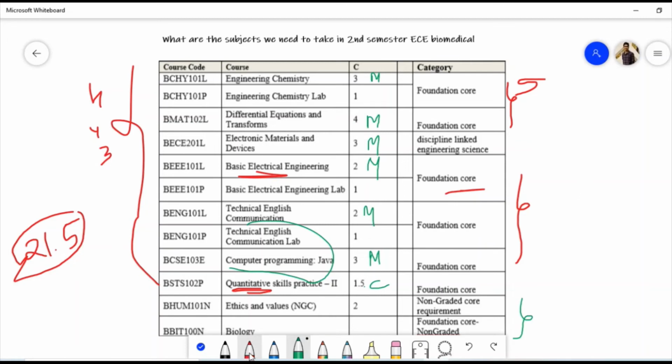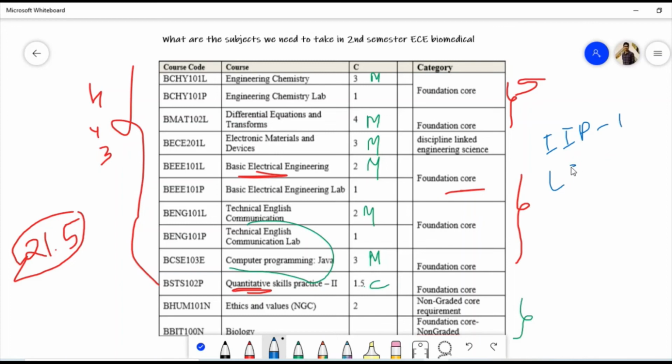Also, one more thing: if they're offering the IAP course, Introduction to Innovative Projects, IAP, a 1 credit course, then please take this course also. There is no FAT, only digital assignments. So if they're offering it, please take this course.